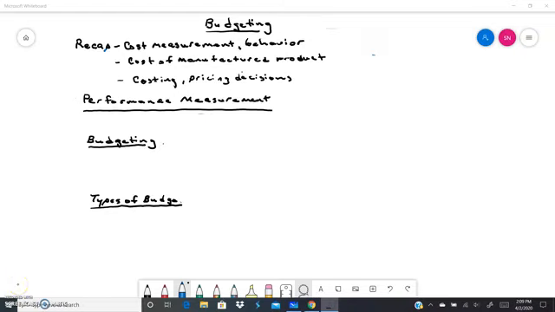The next chapter we're going to cover is chapter 22, entitled Budgeting. And before we get to that, let's just spend a moment recapping where we've been. So we spent the first three chapters really talking about cost measurement. How do costs work and how do costs flow through the various inventory accounts into cost of goods sold in a manufacturing entity.